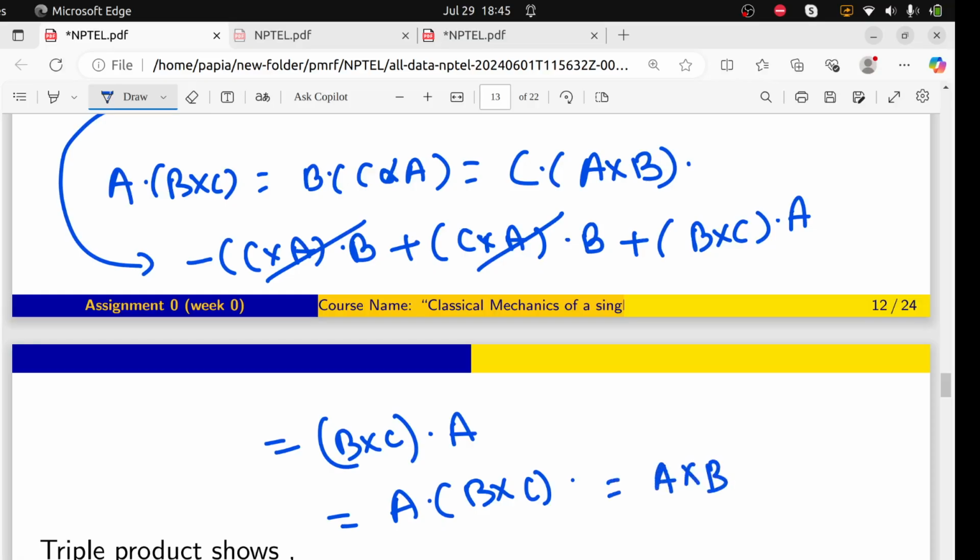A cross B dot C, so I can write it like [A, B, C]. So this will be simply [A, B, C], or [B, C, A] or [C, A, B]. What will be the CAB or BCA? What will be the option? You can just write like that.